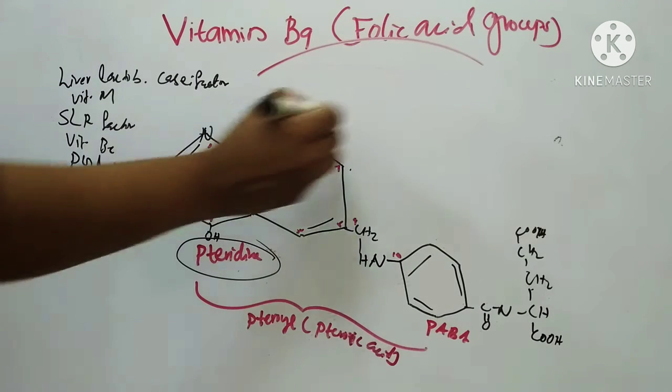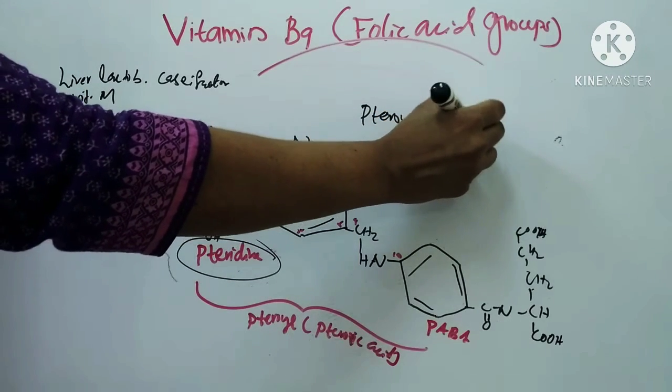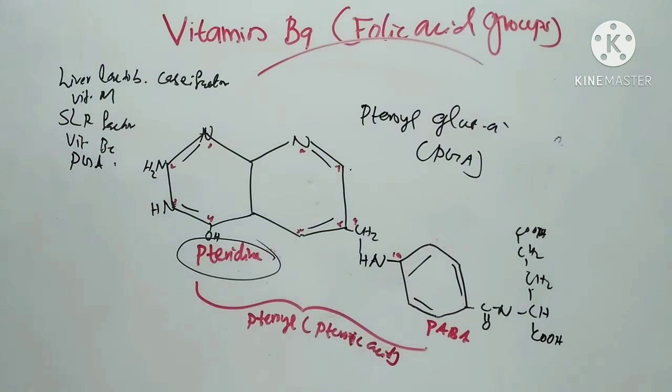Pteroyl glutamic acid or PGA. Three compounds are termed as pteroyl glutamates. These are monoglutamate, triglutamate and heptaglutamate. These three compounds differ only in the number of glutamic acid residues.